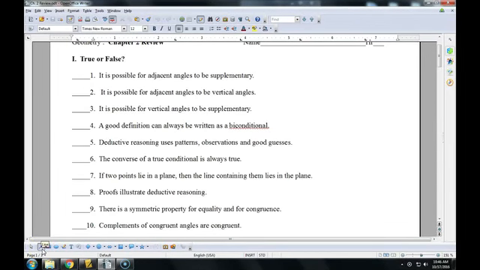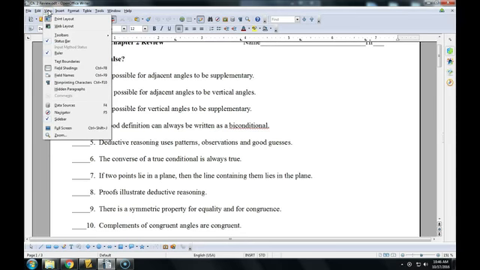All right, here we go. Chapter 2 review. Getting ready for the test tomorrow. This was a really short chapter. There were only 4 or 5 sections, so it went kind of quick.